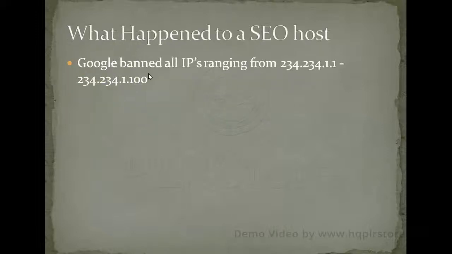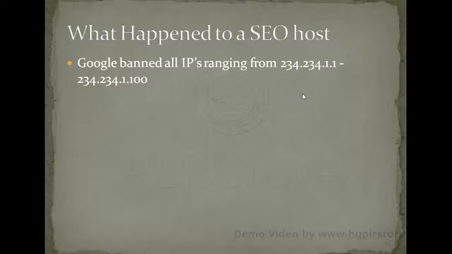So Google banned all IPs ranging from 1 to 100. I don't know if this is the exact IP, it's just an example I made up. So Google banned all IPs ranging from 234.1.1 to 1.100. What happened was the SEO hosting company owned all these IP addresses in this range, and Google noticed that a lot of private blog networks were hosted on IP addresses in this range. So what they did is just go ahead and penalize all sites that were being hosted on this range of IP addresses.